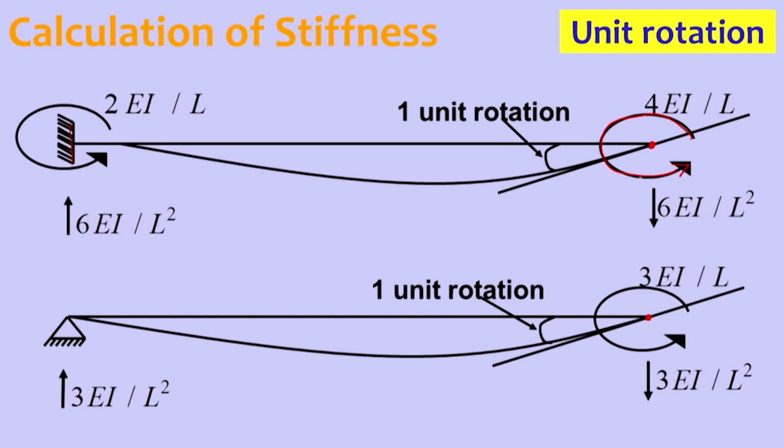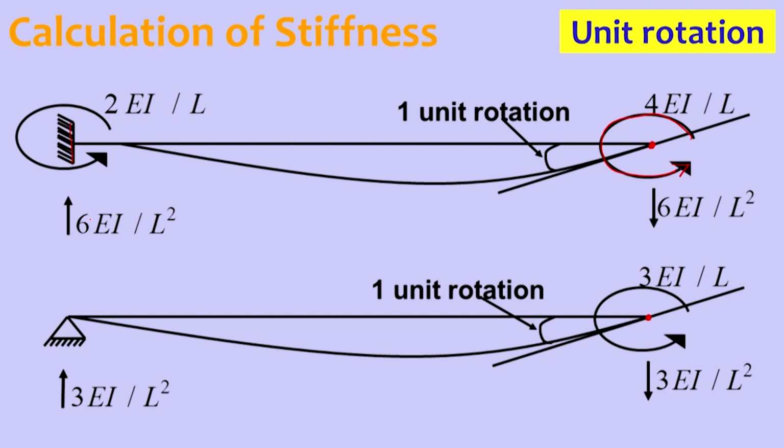For maintaining the equilibrium of the member, a couple is developed at the two ends. The 6EI/L anti-clockwise moment must be balanced by a 6EI/L² force with a lever arm of length L. That means you can see 6EI/L² downward force on the right side and 6EI/L² upward force on the left side. That will give a balanced force for this 1 unit rotation.